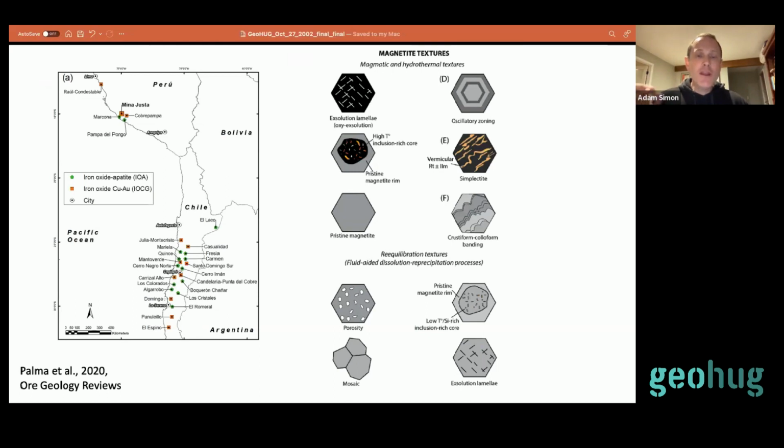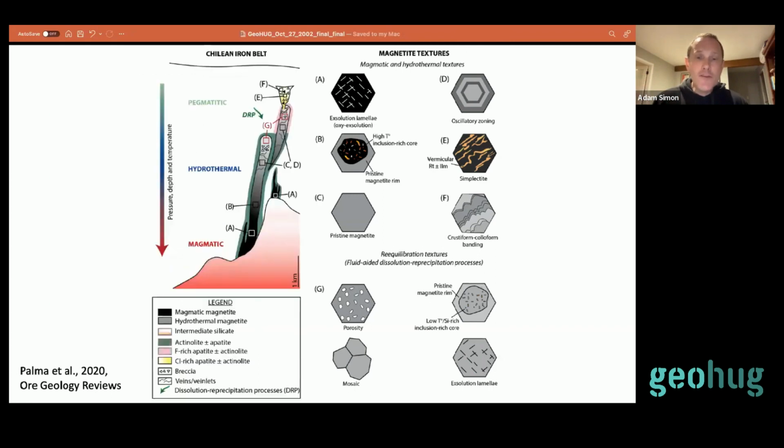Gisela also did a systematic study of the textures of magnetite in these iron oxide apatite deposits. And on the right side of the screen are her artistic renderings of the different textures that she observes in all of the systems that she studied in the Chilean Iron Belt.